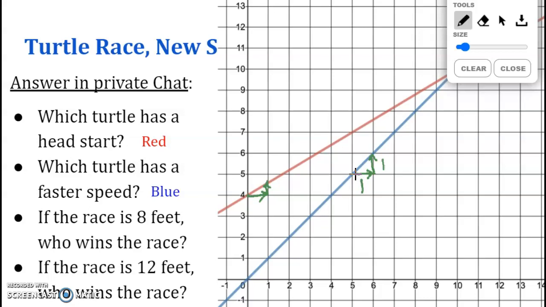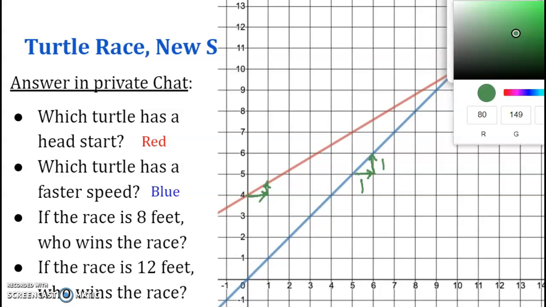If the race is 8 feet, who wins the race? We just need to figure out who reaches the 8 feet line first. Well, the red turtle does, right? Then the blue turtle comes. Red turtle gets there a little after 6 seconds. The blue turtle gets there at 8 seconds. So the red turtle will win.